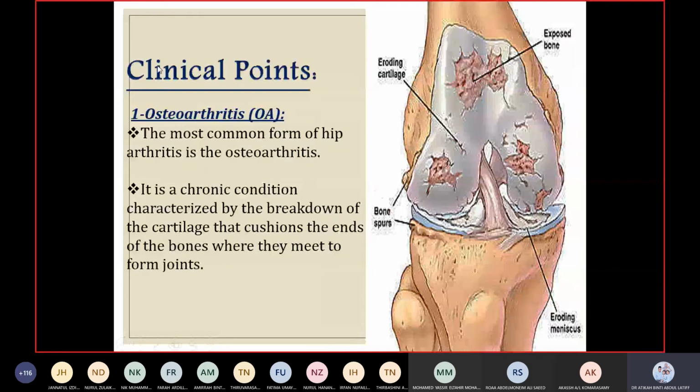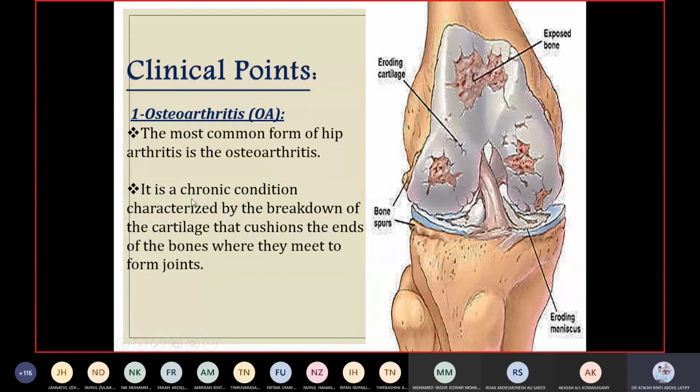Okay, so what are the clinical correlates that we can look into? So first, osteoarthritis. As I mentioned, arthri would be referring to joints. So we have many types of arthritis, which is disease of the joint. The first is osteoarthritis. I think this is quite common in the elderly. The most common form is hip osteoarthritis.